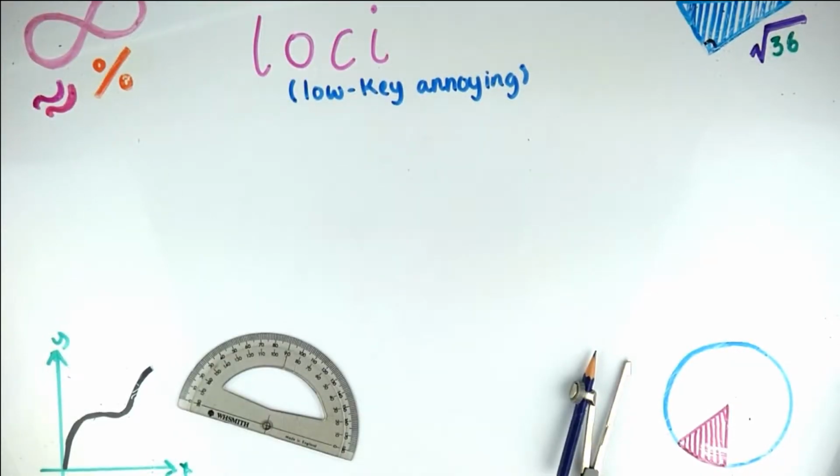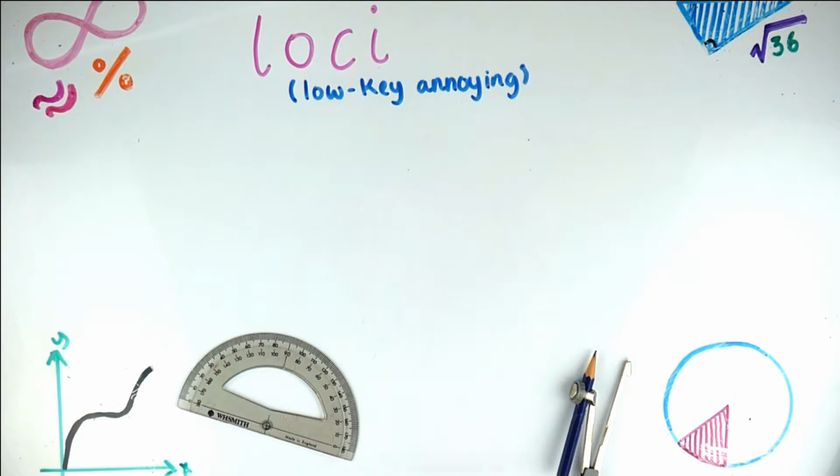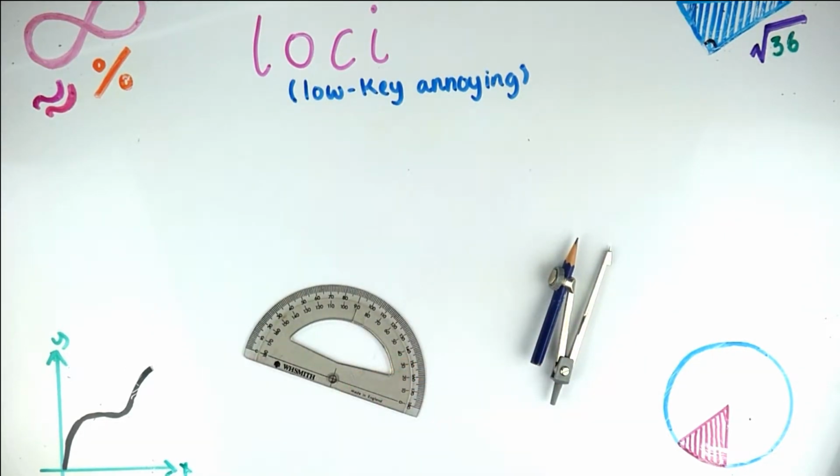This video is on Loci, or Loci, not too sure, and then I got a little bracket here, Loci annoying, because it's quite faffy and we use things like compasses and protractors to construct things. So if you like making, constructing things, this is definitely the must topic for you.